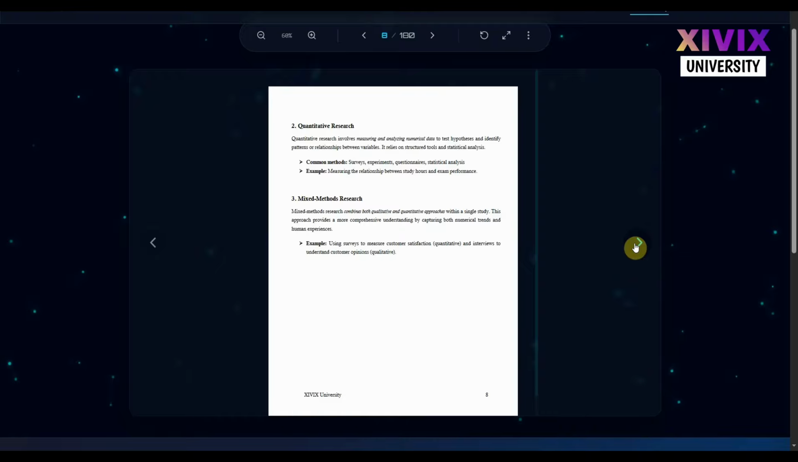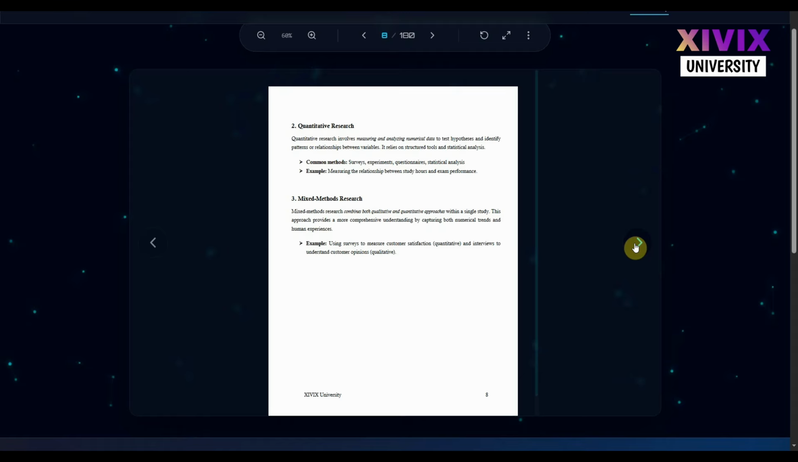So mixed methods, the idea is to combine both qualitative and quantitative approaches within a single study. Researchers more often use this mixed method because it allows you to gather the qualitative and quantitative aspects of the subject. And here we have a better example, using surveys to measure customer satisfaction as a quantitative approach, and the interviews to understand why and what influences their opinion.